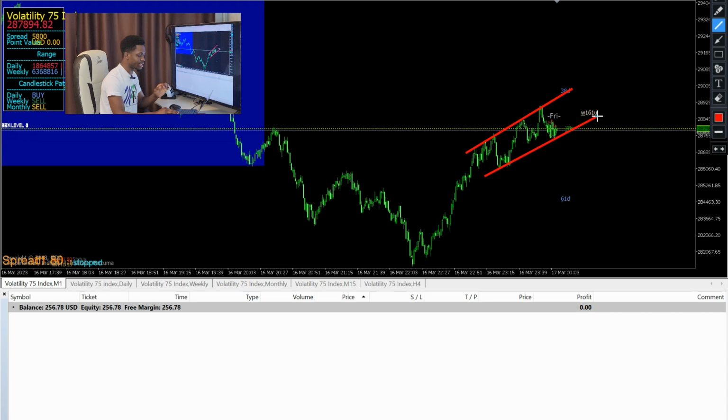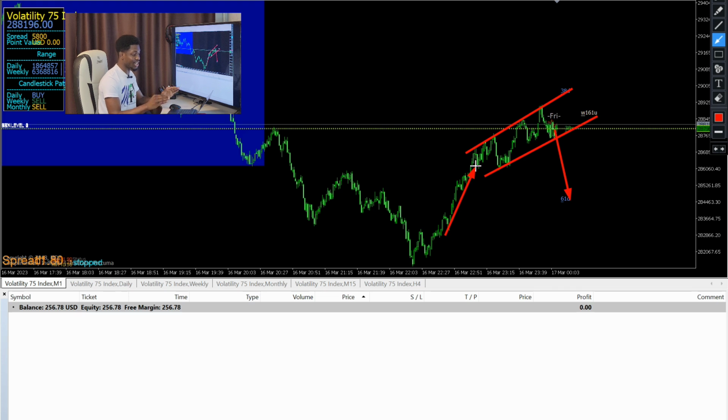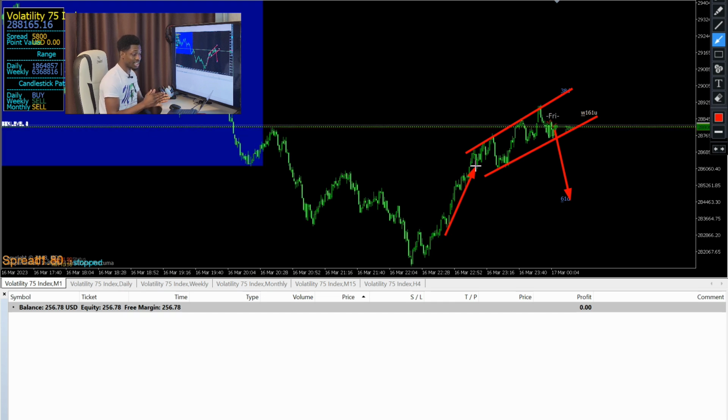We're expecting this to push below this and drop down, because it's coming from this direction. You can see that, right? This is a smooth bullish channel. When we say bullish channel, or an ascending channel, it means that the chart actually wants to start dropping down.